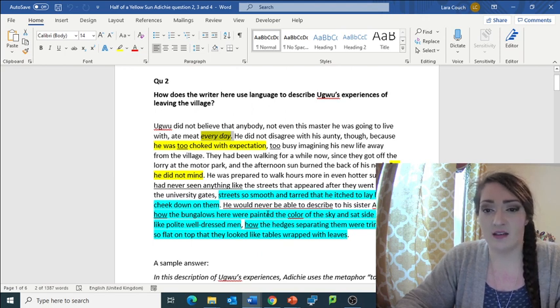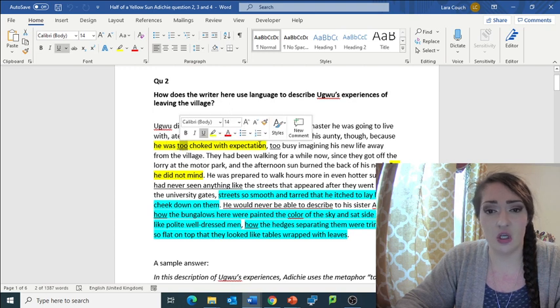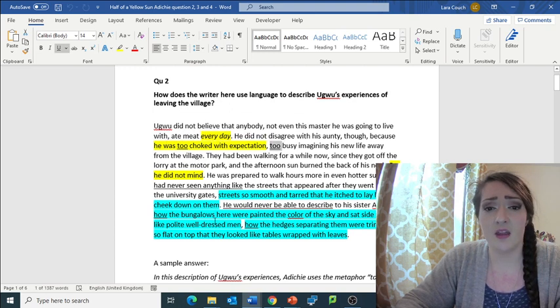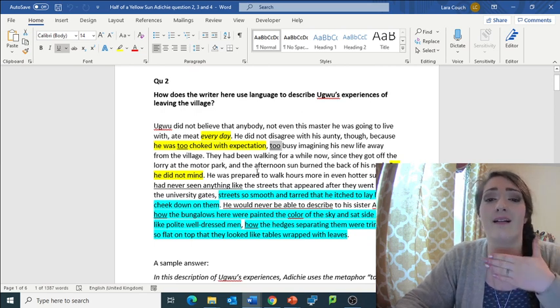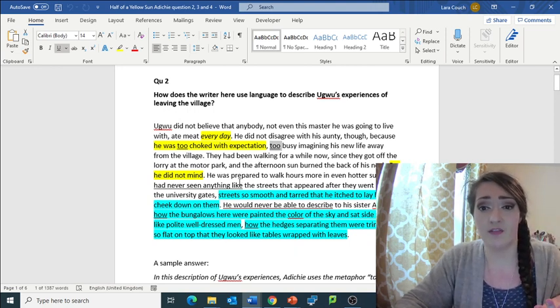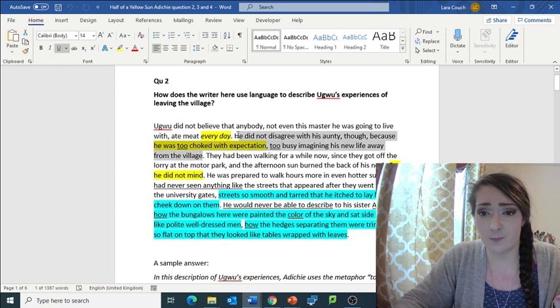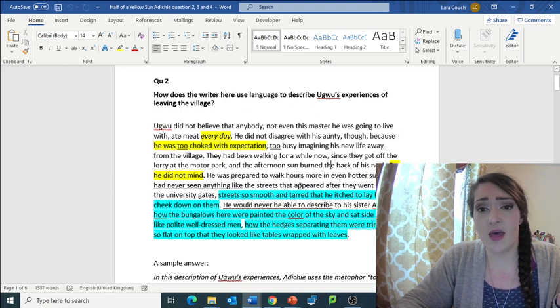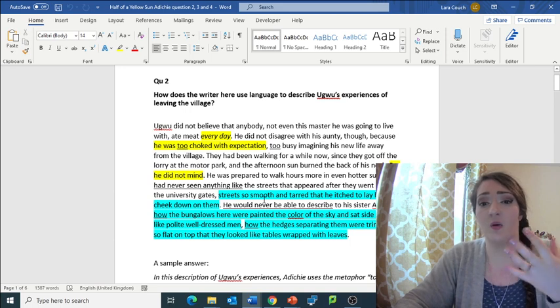He did not disagree with his auntie, though, because he was too choked with expectation, too busy imagining his new way of life from the village. So I've really zoomed in on the 2 here. It's repetition, which shows how he just can't believe it, how he can't get past it, how he's never experienced anything like that, so he can't actually imagine it. Also, you can have a look at the sentence as well. It is a long, complex sentence, so that's something you could mention as well, how it shows his racing thoughts, how he's feeling so overwhelmed.